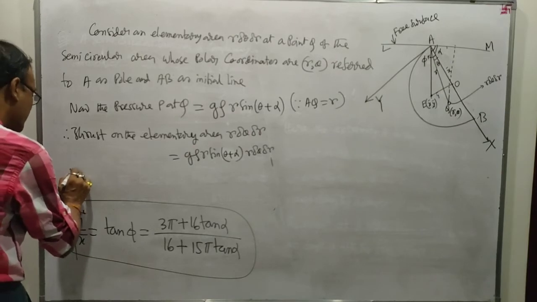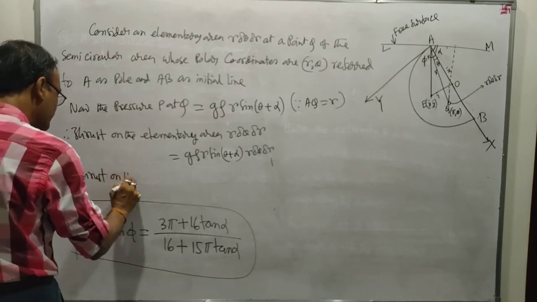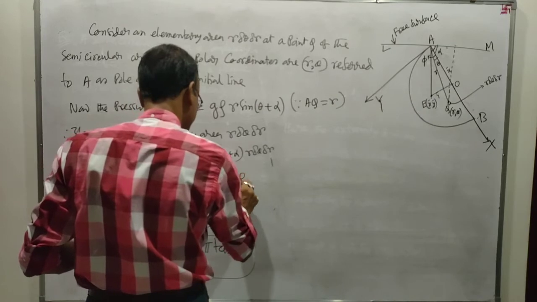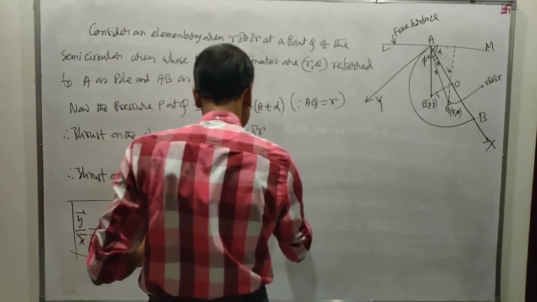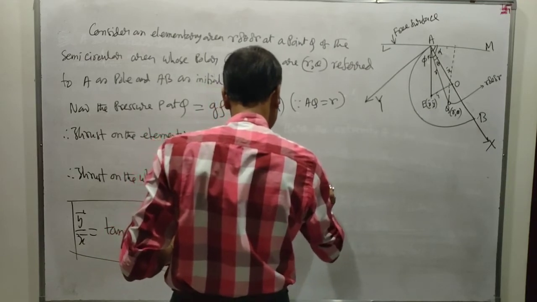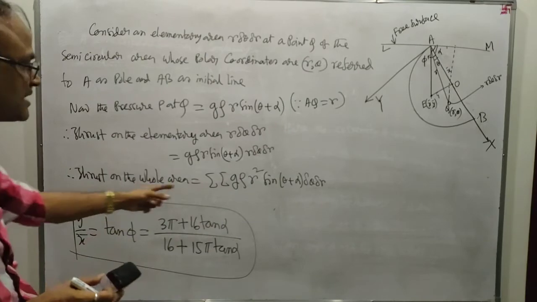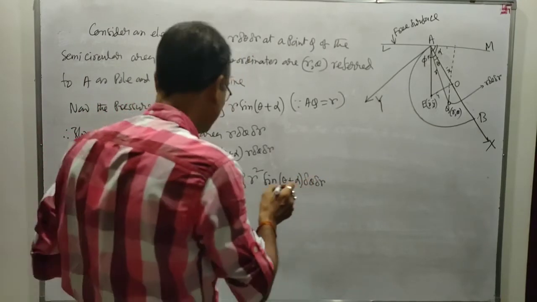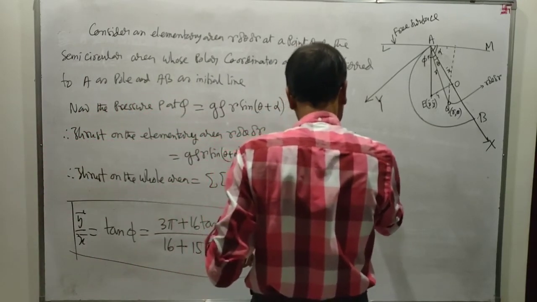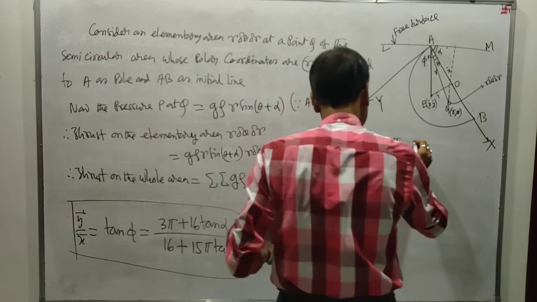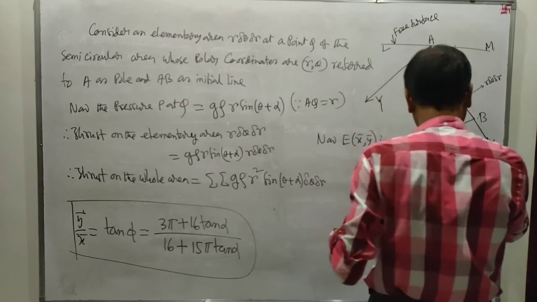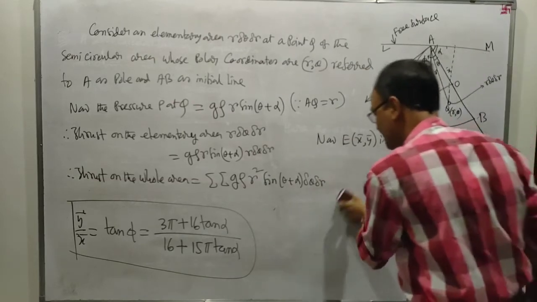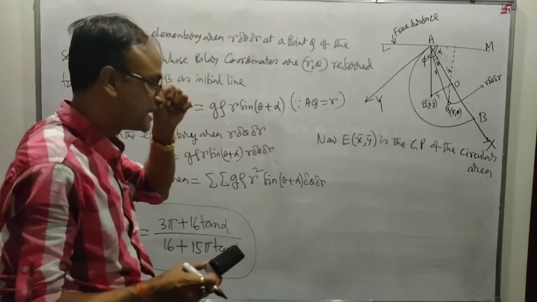Thrust on the elementary area. Therefore, thrust on the whole area equal to double summation of 0 to r square sin(theta plus alpha) delta theta delta r. Thrust on the elementary area is this, thrust on the whole area is this. Now, E with coordinates x bar, y bar is the center of pressure of the circular area.